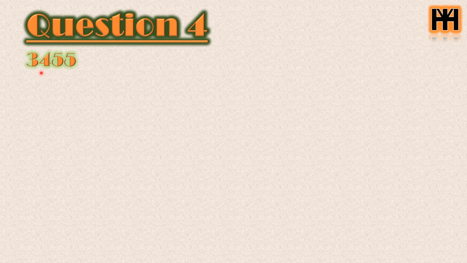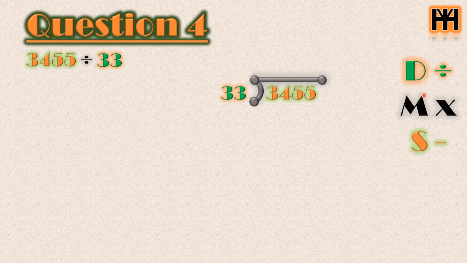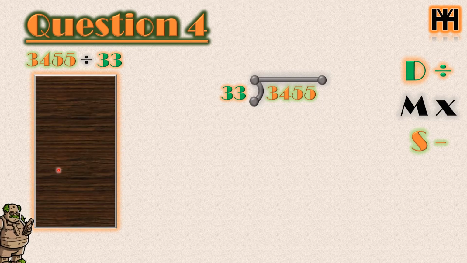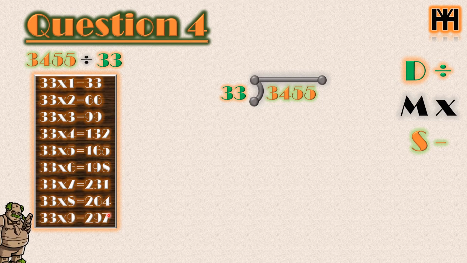Question 4. Okay, 3,455 divided by 33. Okay, so we'll put the 33 here, 3,455 here. Then remember our steps. Then we'll try to create something like table 33. Okay, remember, you don't have to do that.